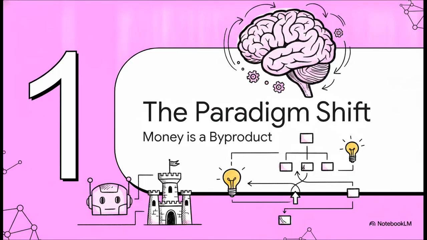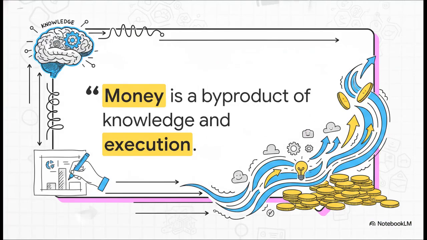Part 1. The paradigm shift. Money is a byproduct. Before we even think about touching a piece of software today, we've got to rewire our mindset. Look, a lot of folks out there just want to make money, and they want to make it fast. But here's the reality check. Money is simply a byproduct. It flows automatically when you combine real knowledge with execution to solve actual problems. You don't chase the cash. You create value, and the financial reward just naturally follows.